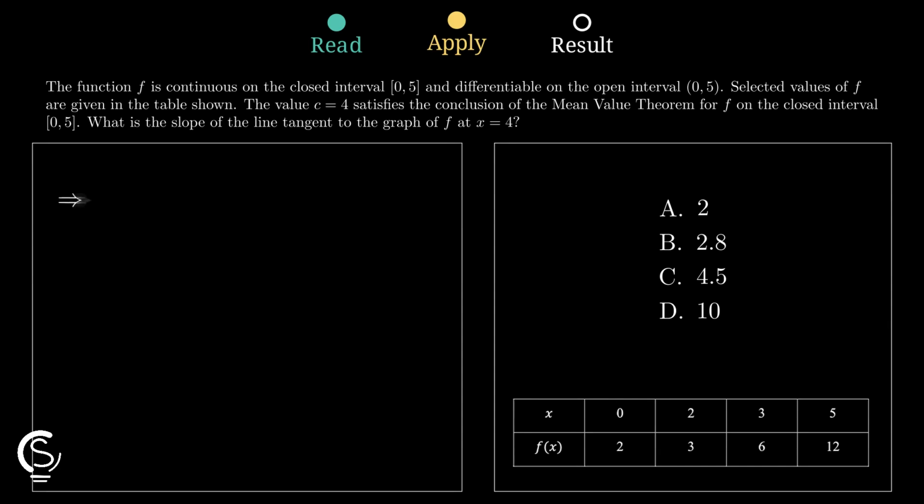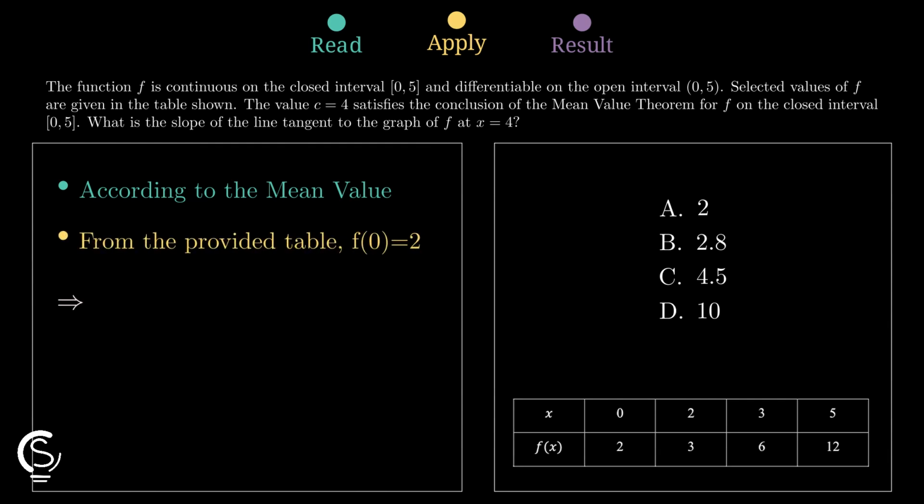From the provided table, we see that f(0) equals 2 and f(5) equals 12. We use these endpoints to calculate the slope of the secant line easily. Calculating the average rate of change gives us (12 - 2) divided by 5, which equals 2. That makes option A our final winner.